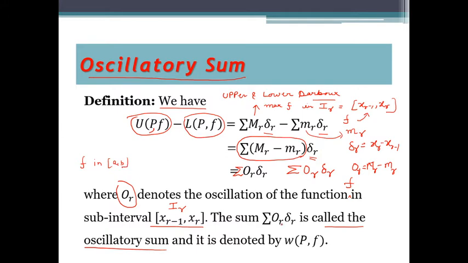The oscillatory sum of a function on a closed interval [a, b] is denoted by this notation, and it is equal to U(P,f) minus L(P,f), that is, the difference between the upper Darboux sum and the lower Darboux sum. Sometimes we also denote the summation of O_r delta r by W(P,f), where P stands for partition and f stands for the function. So this is the oscillatory sum of f on partition P.